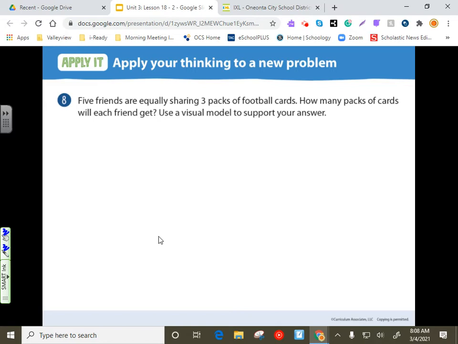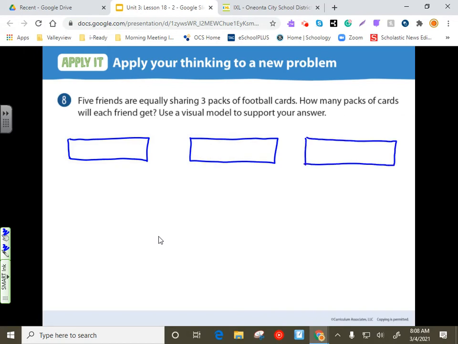So how many packs of cards will each friend get? So there's fewer packs than kids, so everyone's going to get a fraction of a pack. It wants to use a visual model, so let's do that. So I want you to draw 3 long rectangles, and each of these is going to represent a pack of cards. Now, we can get really deep and complex and ask how many cards are in each pack, but we're not going to worry about that. So there's 5 kids. So each pack, you can think of it this way, each kid is going to get a fifth of a pack. So if you draw 4 lines on this model, you'll split it up into 5 parts, just like that.